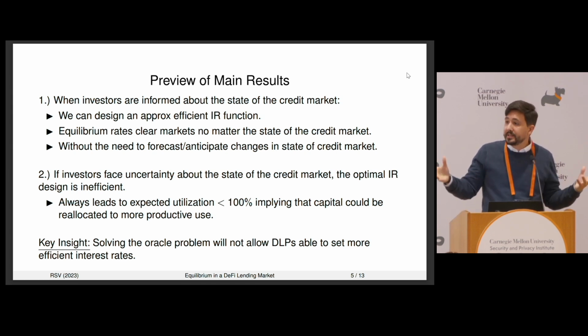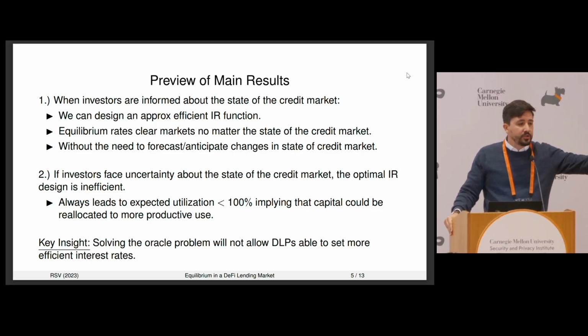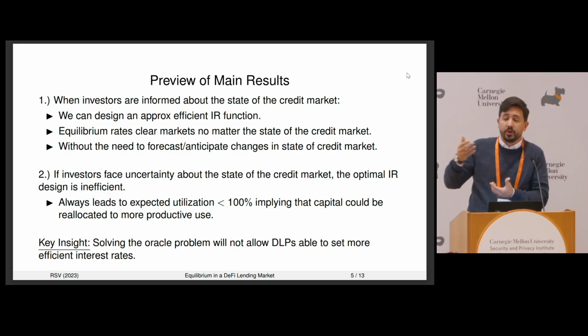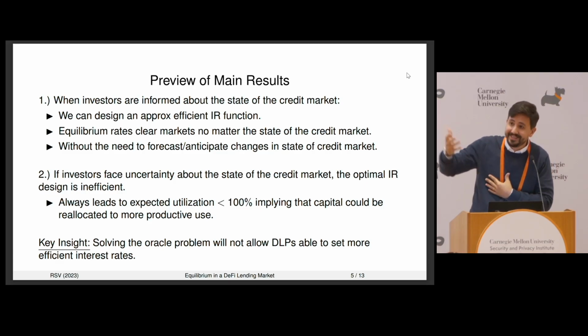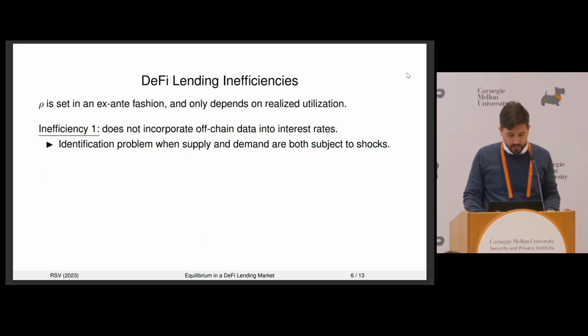Okay, so one key applied insight here is that more efficient oracles are not necessarily going to help these platforms set better and more efficient interest rates, right? The oracle, the only thing it's providing is information that the users already have. And so that's not going to be useful for resolving the inefficiency, which arises precisely because the users don't have the information. It's not public information.